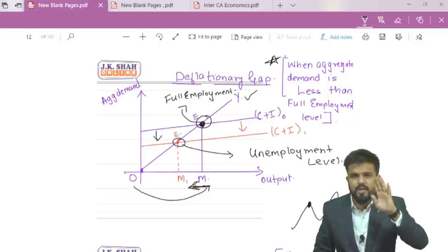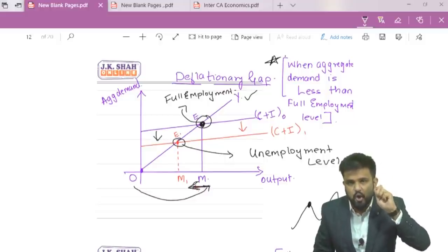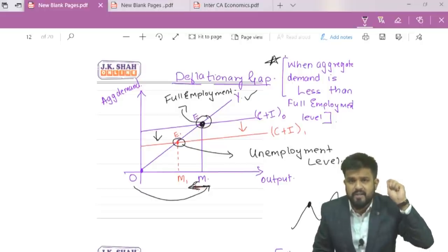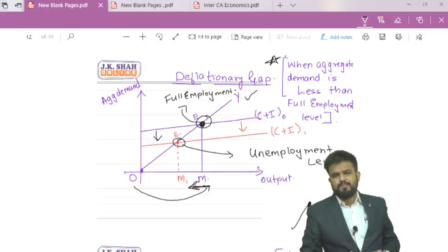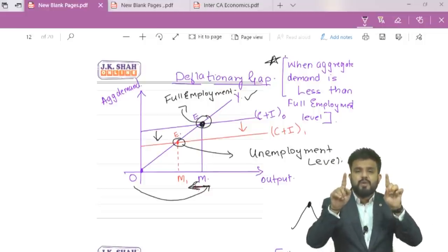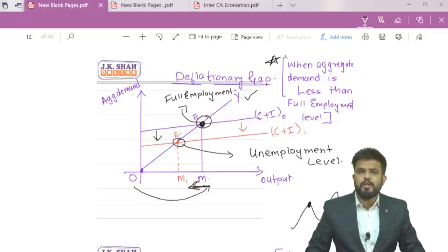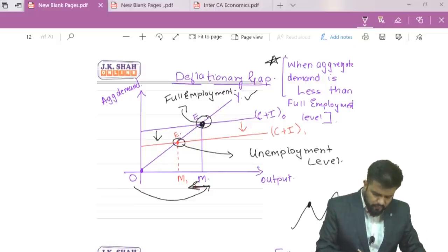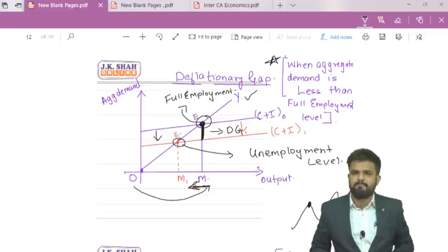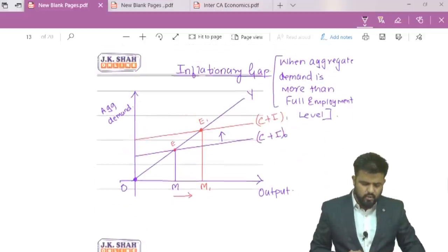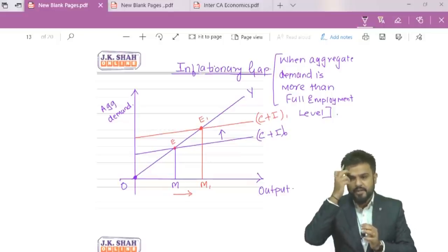But as of now, you only remember when aggregate demand is below full employment level, deficiency in demand. What? Deficiency in demand, the curve shifts downwards. So in a deflationary situation, there is fall in GDP, fall in output. And if you can see here, this gap, the gap between two curves is the deflationary gap. Which gap? Deflationary gap. Let's go ahead. The second part is the inflationary gap.